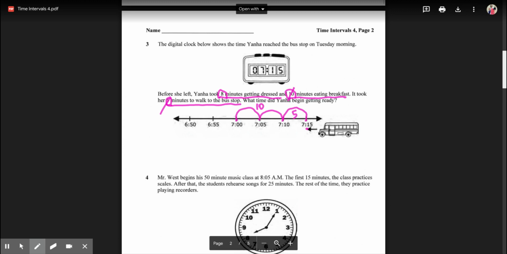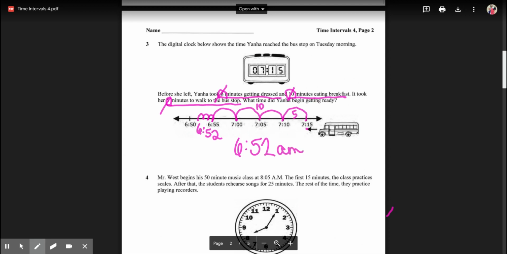Well, we can go back 5 minutes, and then that means we still need to go back 3 more minutes. So we're at 6:55, and we need to go back 3 more minutes. So we're going to go back 6:54, 6:53, 6:52. So now we have gone back another 8 minutes, and we're at 6:52. So what time did Yana begin getting ready? She began getting ready at 6:52 a.m.